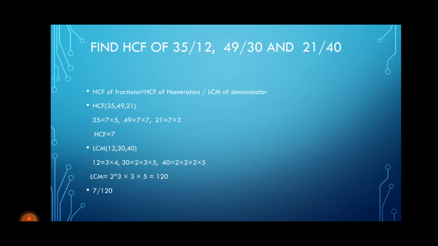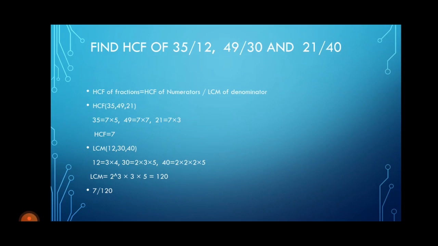Let's go to the solution. HCF of 35, 49 and 21. Here the factors for 35 are 7 and 5, 49 are 7 and 7, and 21 it is 7 and 3.